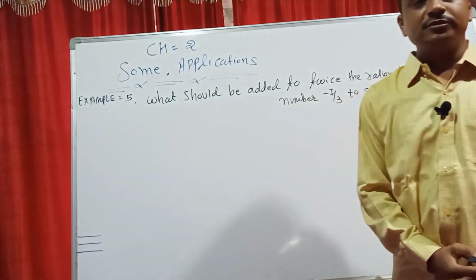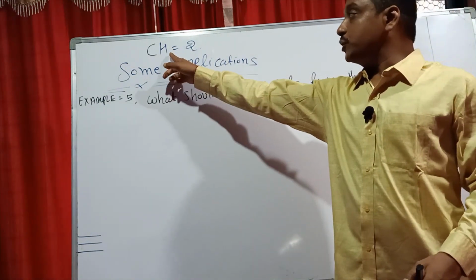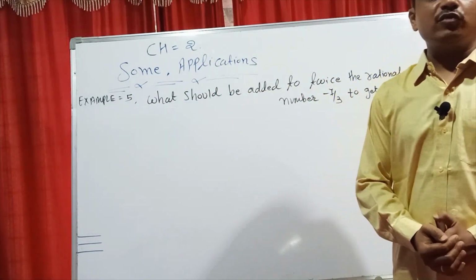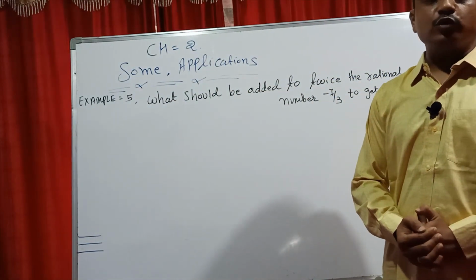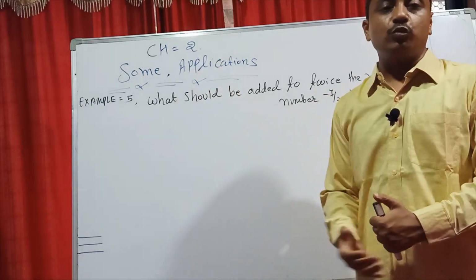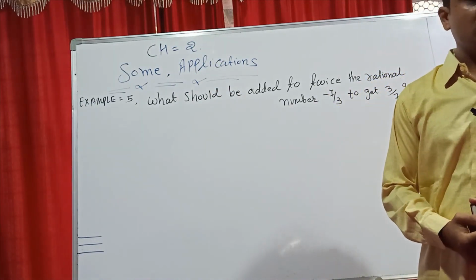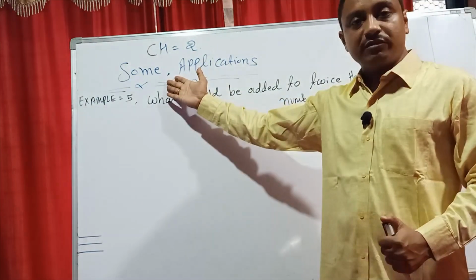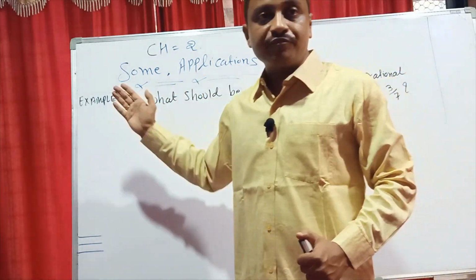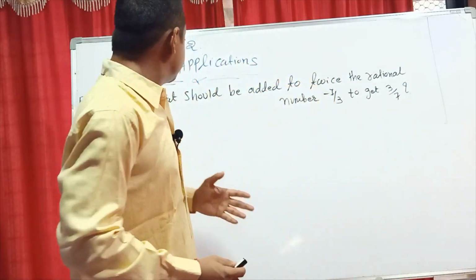Yes students, welcome. Today I am going to part 2, chapter 2, linear equations in one variable. Up to part 1 I explained up to 2.1 and illustrations 1 to 4. Today I am going to some application-level numericals in the chapter, example 5. What is example 5?